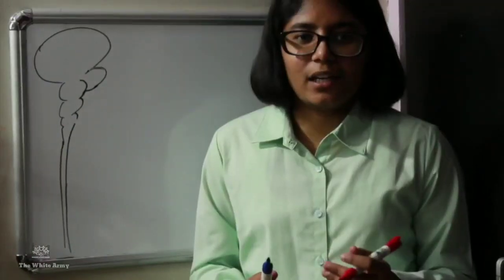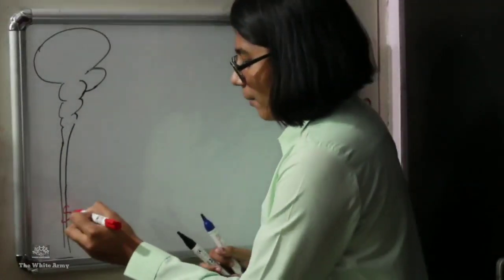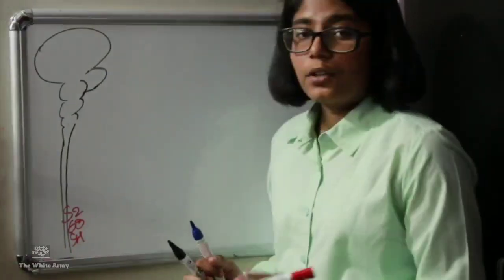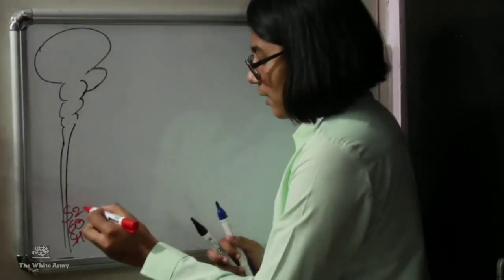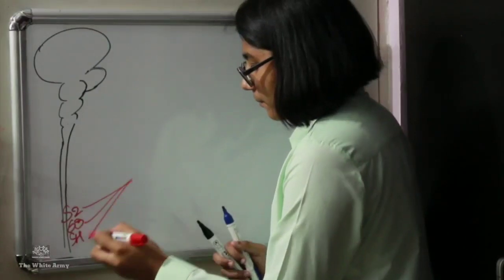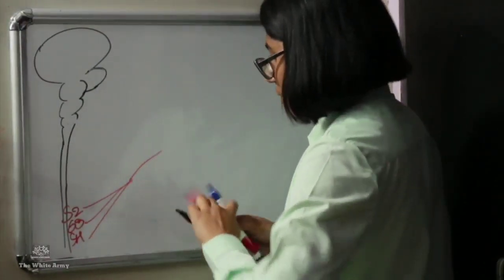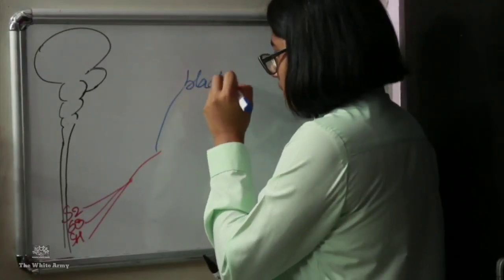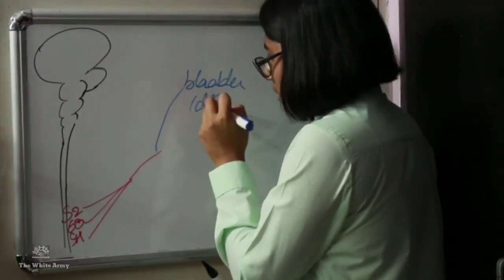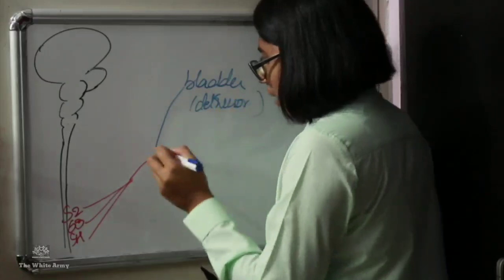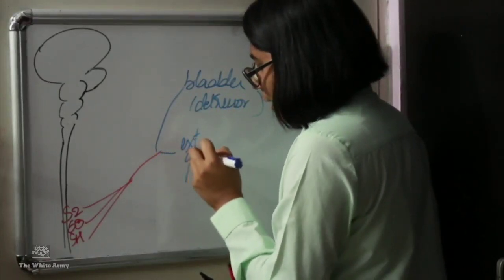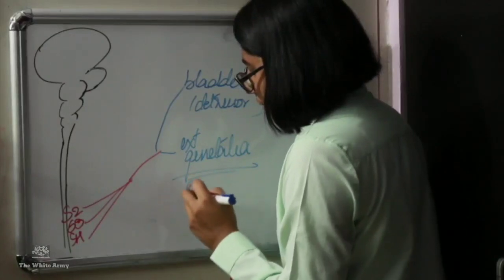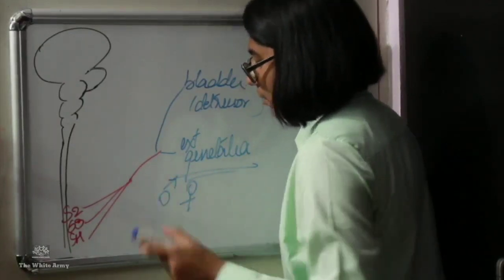Then comes the sacral outflow, which is mainly S2, S3, sometimes S4 as well. It comes out to the pelvic nerve. So this supplies to the bladder, that's the detrusor, and also to the external genitalia, both males and the females.